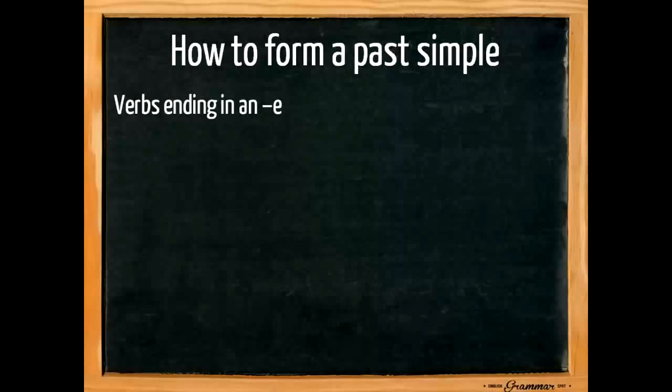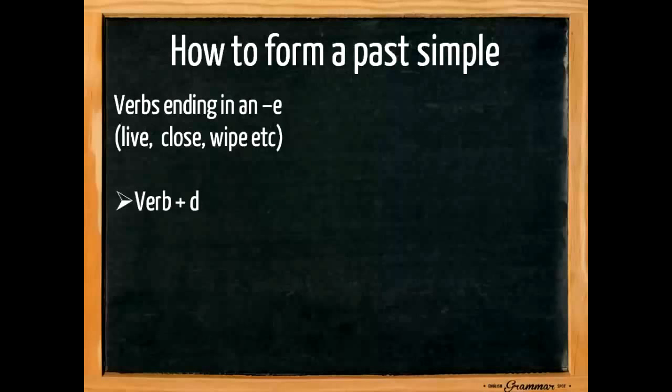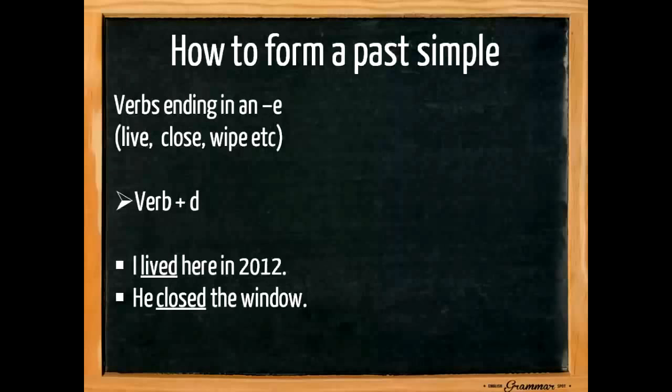We need to pay extra attention to verbs that end in an E, such as live, close and wipe. With these verbs, we use the infinitive form of the verb, but we only add a D. For example, I lived here in 2012. He closed the window. They wiped the floor.